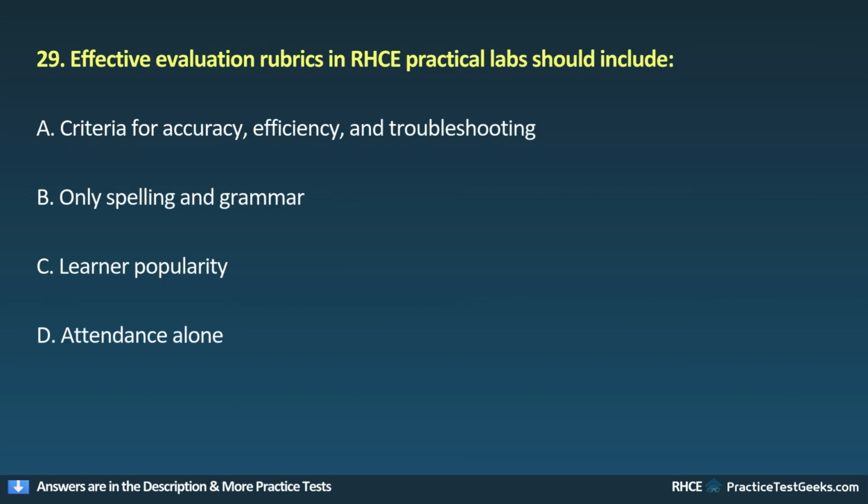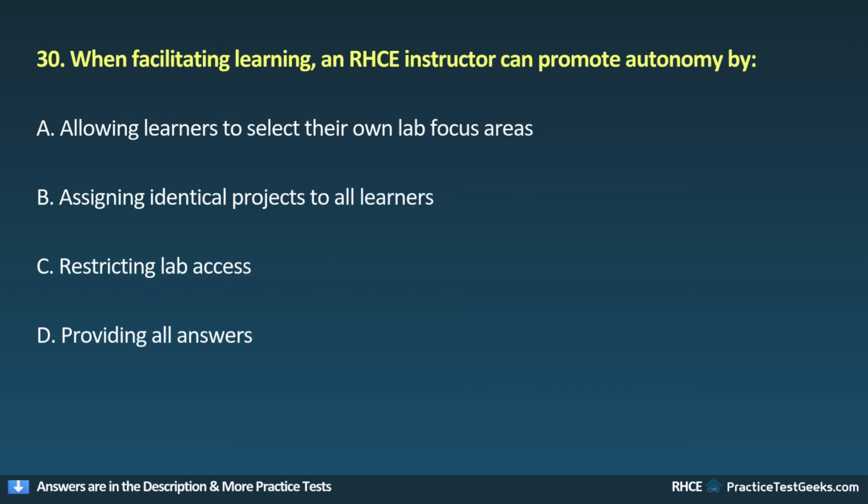29. Effective evaluation rubrics in RHCE practical labs should include A. Criteria for accuracy, efficiency, and troubleshooting. B. Only spelling and grammar. C. Learner popularity. D. Attendance alone.